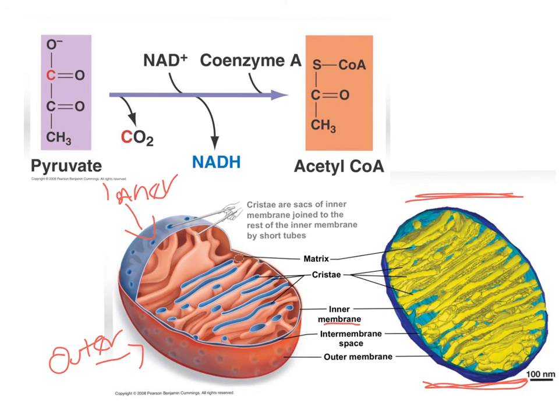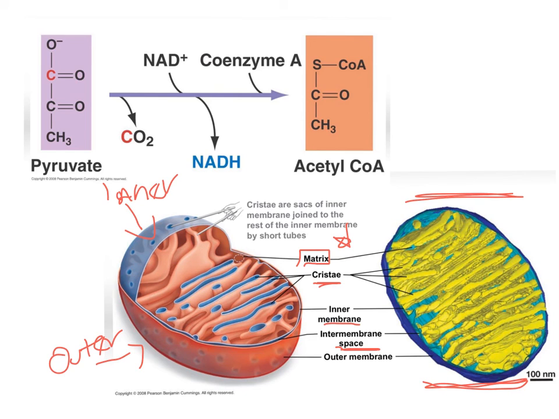The space between the inner and outer membranes we call the intermembrane space. So that's the intermembrane space between the two. The folds of the inner membrane we call the cristae, and this space inside of the inner membrane we call the matrix. Okay. Now remember, glycolysis took place in the cytoplasm. The Krebs cycle is going to take place here in the mitochondrial matrix.